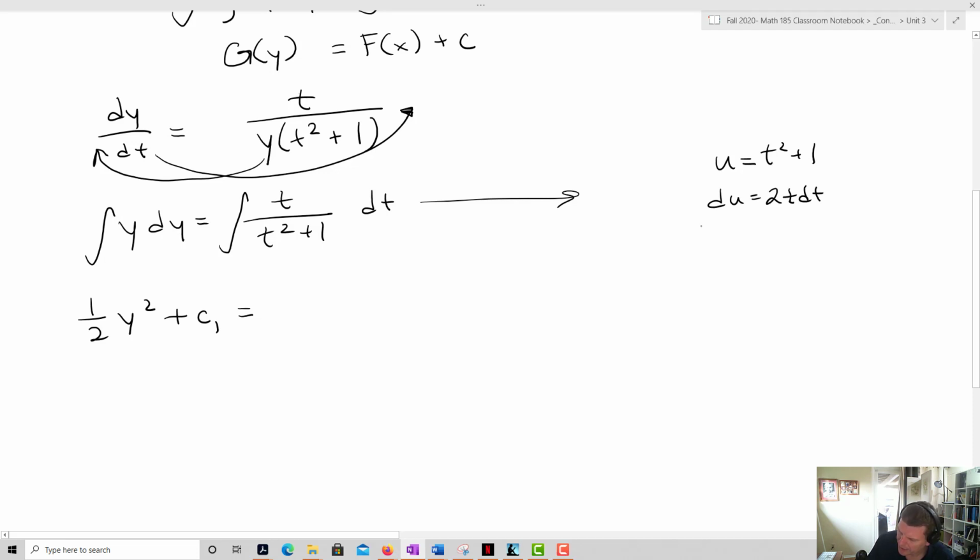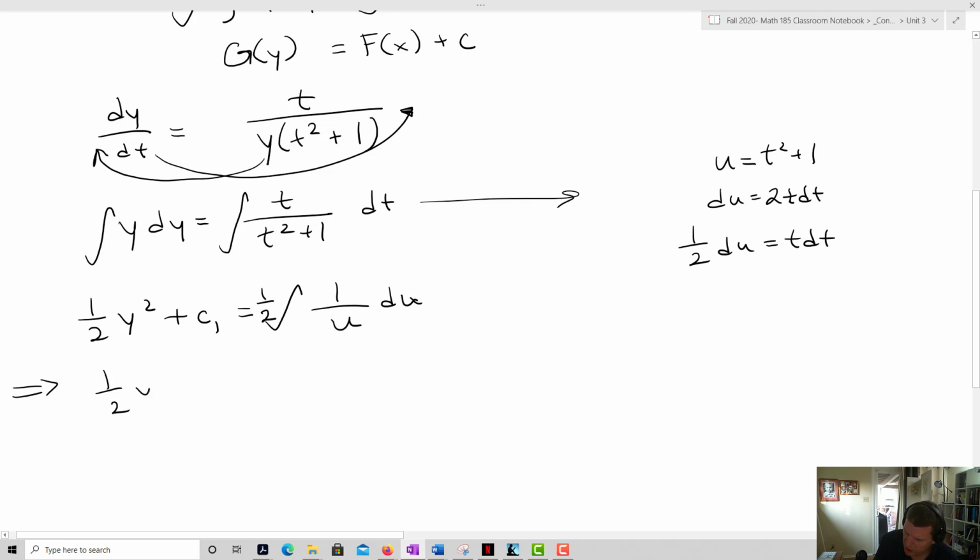So consequently, what this means is that 1/2 du is just going to equal t dt. So what we get now is the integral of 1 over u du times the 1/2. So there's the 1/2 out there. So what that then gives me is 1/2 of y squared plus c1 is going to equal 1/2 the natural log of u in absolute value plus c2.